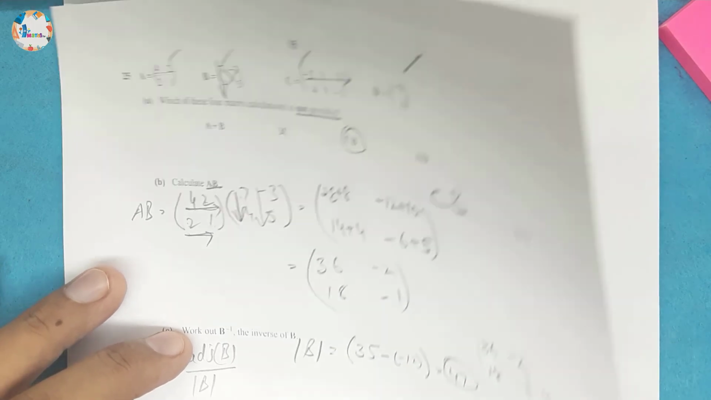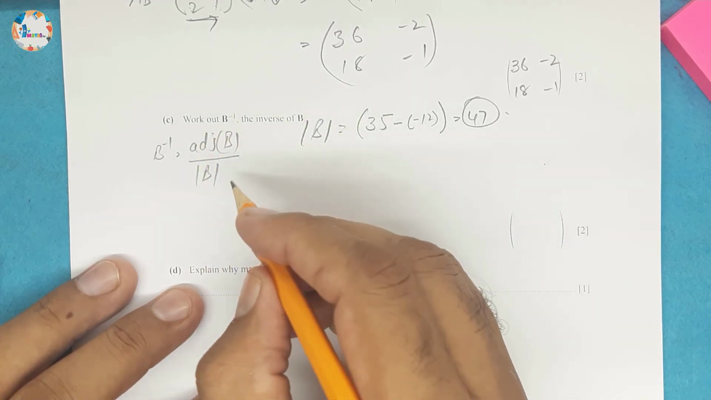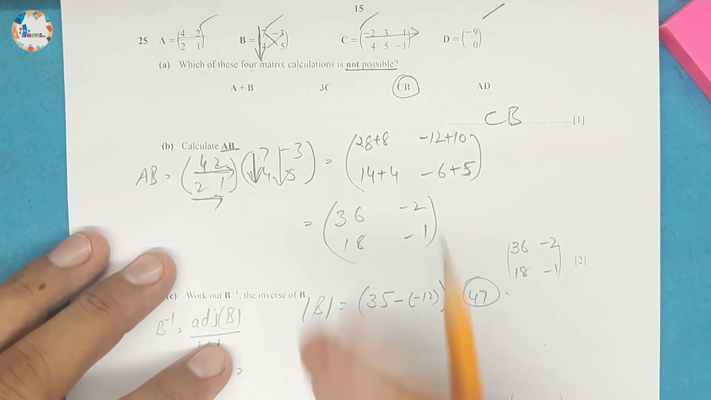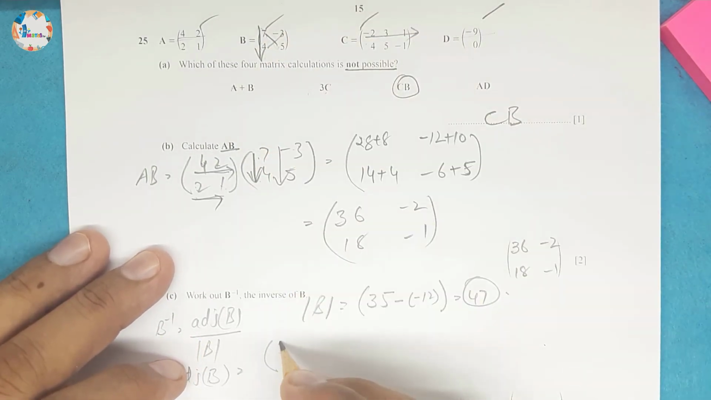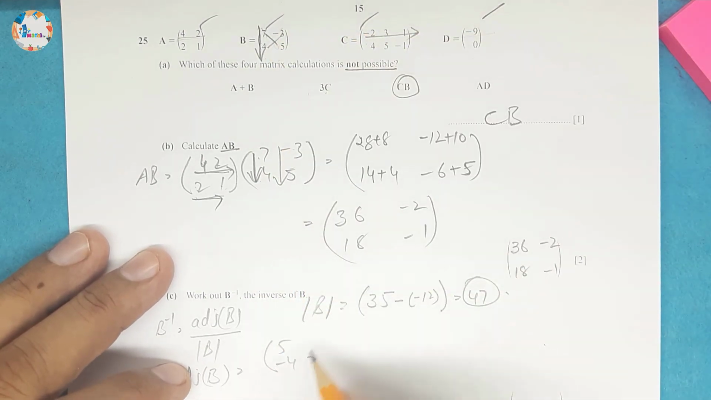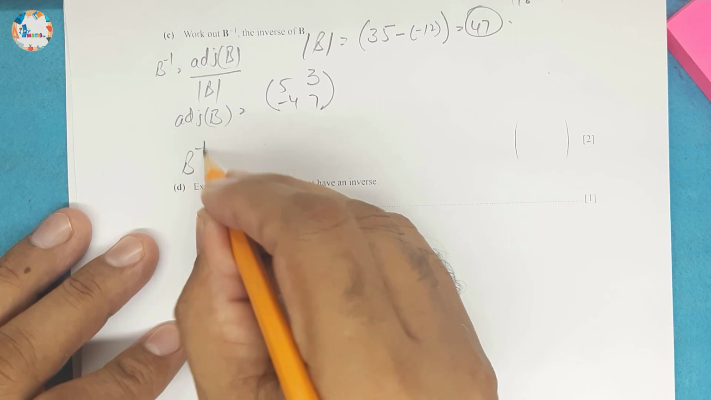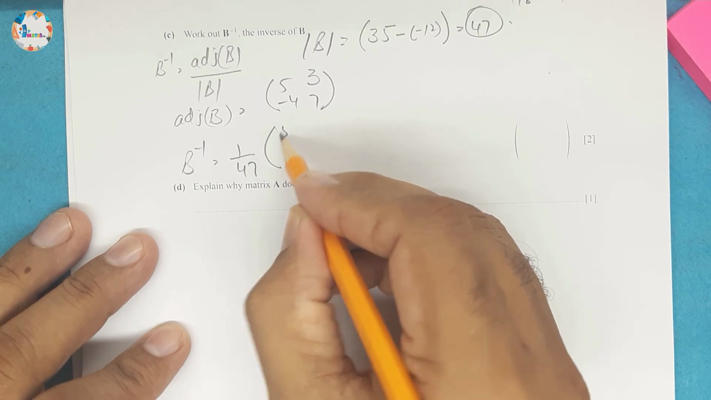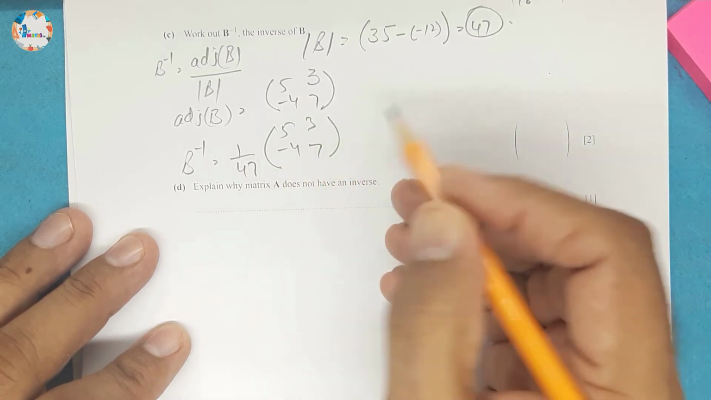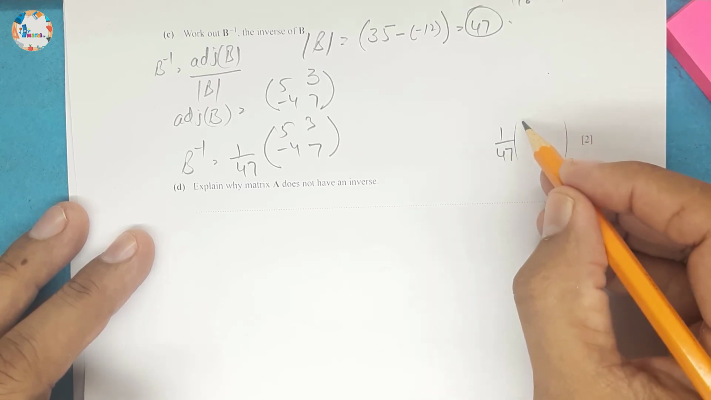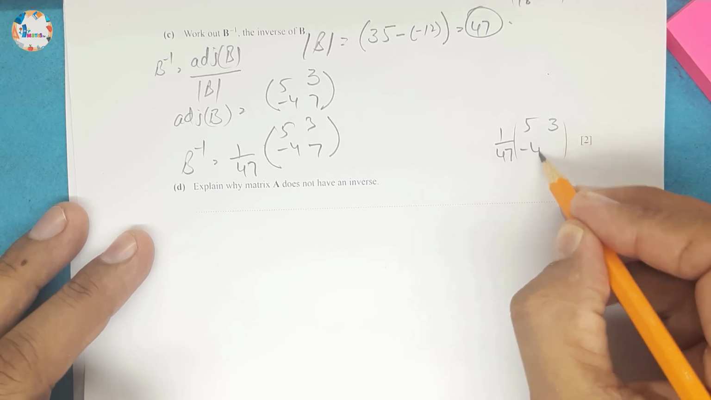So this is basically B mod, and then we have to find the adjoint of B. Adjoint of B will be equal to changing the location of these two, so this will be 5 and 7, and changing the sign of these two, so this will be minus 4 and 3. This will be the adjoint of B. So B inverse will be equal to adjoint of B over B mod. So 1 by 47 into 5, minus 4 and 3 and 7. This will be our answer: 1 over 47 and 5, 3, minus 4 and 7.